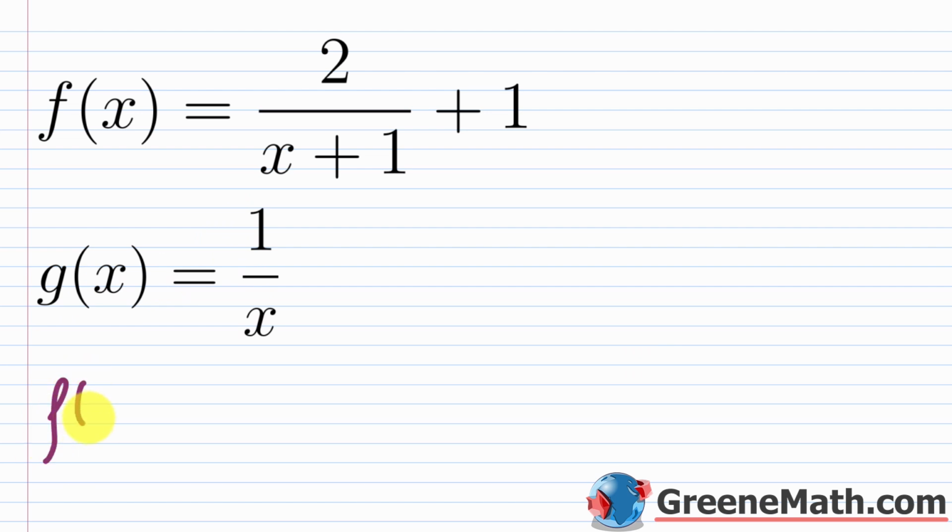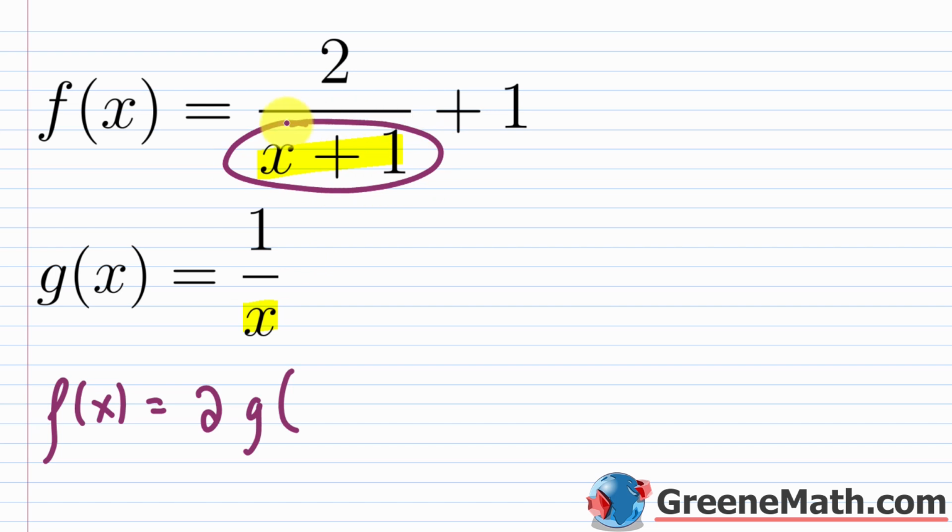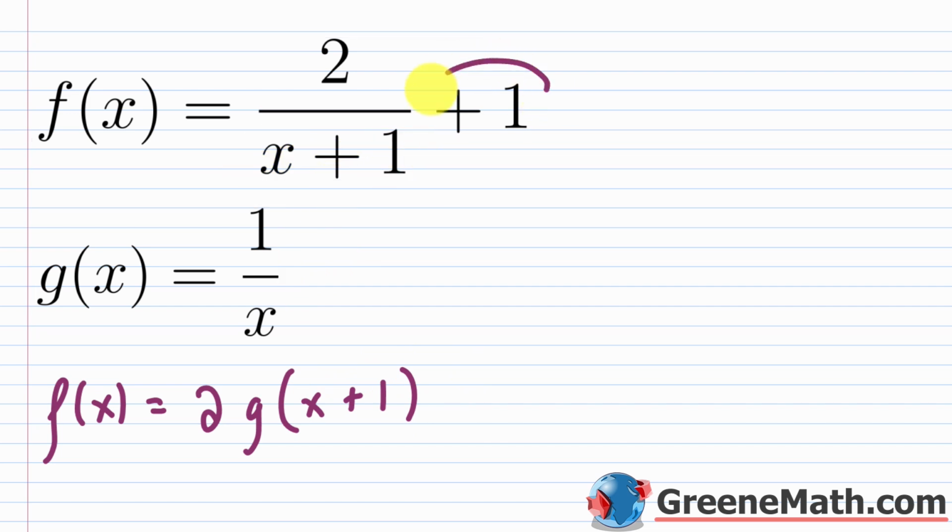And so I'm going to say that f of x is equal to, I'm going to write this in terms of g of x. So I have this 2 right here that's multiplying this guy. So let's go 2 times g of, we're going to have this x plus 1. That's going to get plugged in for that x. So this right here is going to get plugged in right there. So let's put x plus 1 on the inside. And then we're going to have this plus 1 out here. So we'll put this on the outside, so plus 1.